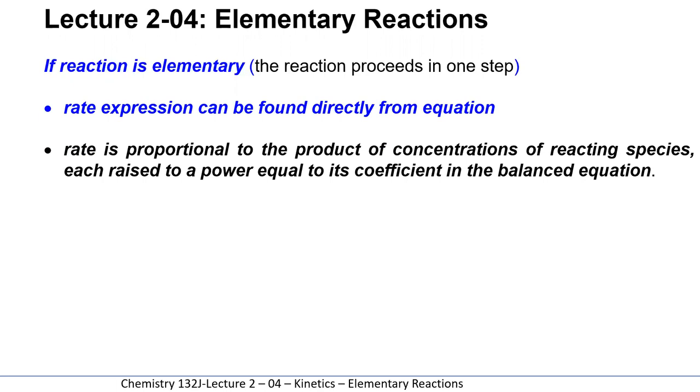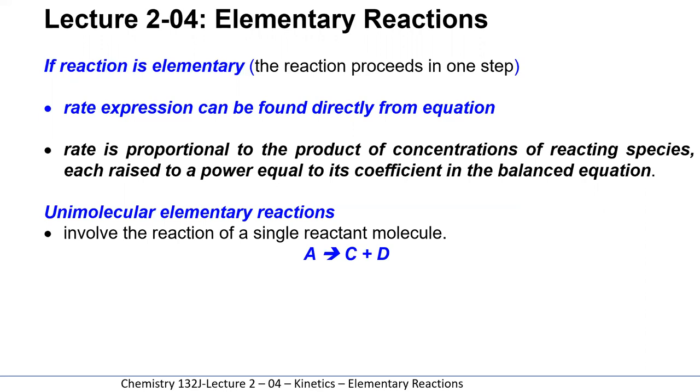So we're going to consider a unimolecular elementary reaction, which means there's only one particle involved, a molecule, an ion, an atom. So they involve the reaction of single particles. Single particle A in this example is changing to two particles, C and D, so something is splitting apart. Something like hydrogen peroxide changing into water and oxygen. So we can derive a rate expression of this: R equals k times the concentration of A, if indeed that was an elementary step.